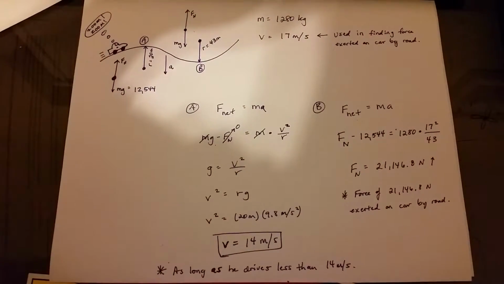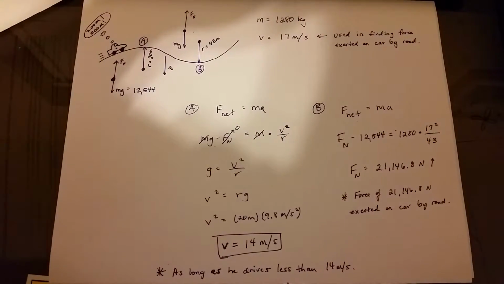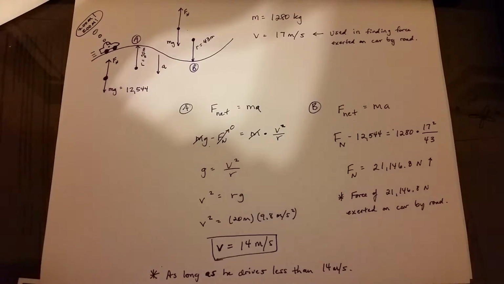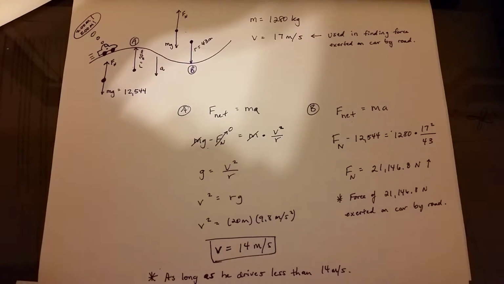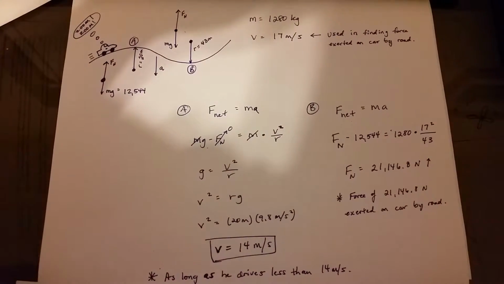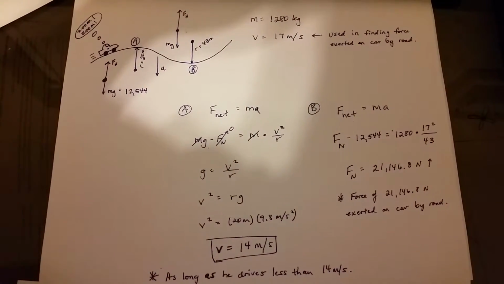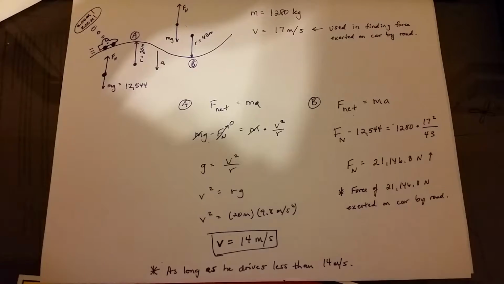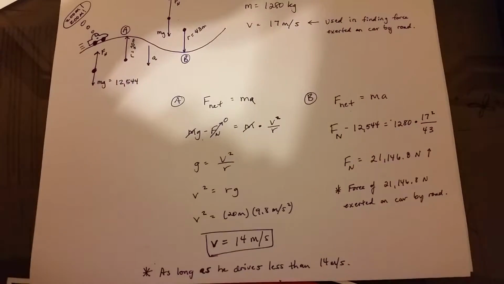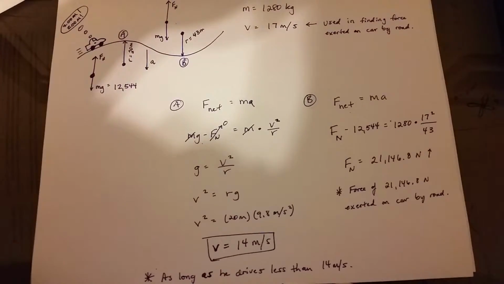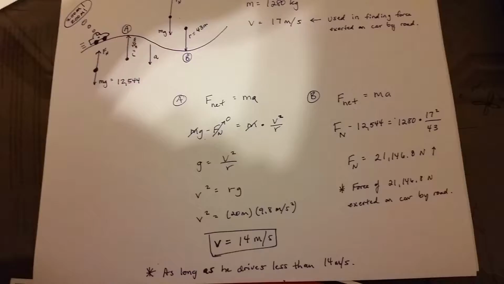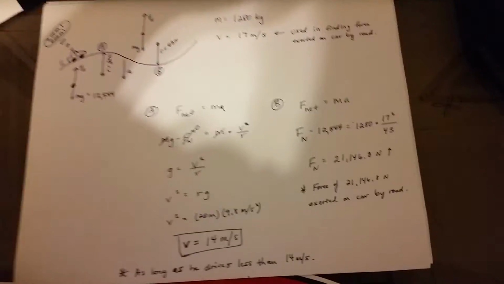So we're going to cancel that out, and we get an equation of g equals v squared over r. We're going to move it around a little bit with some algebra to get something more manageable, which is v squared equals radius times gravity. And we're going to get an answer of 14 meters per second. That's how fast he has to go to start getting airborne. So as long as he drives less than that, he will be fine. He will not get airborne.